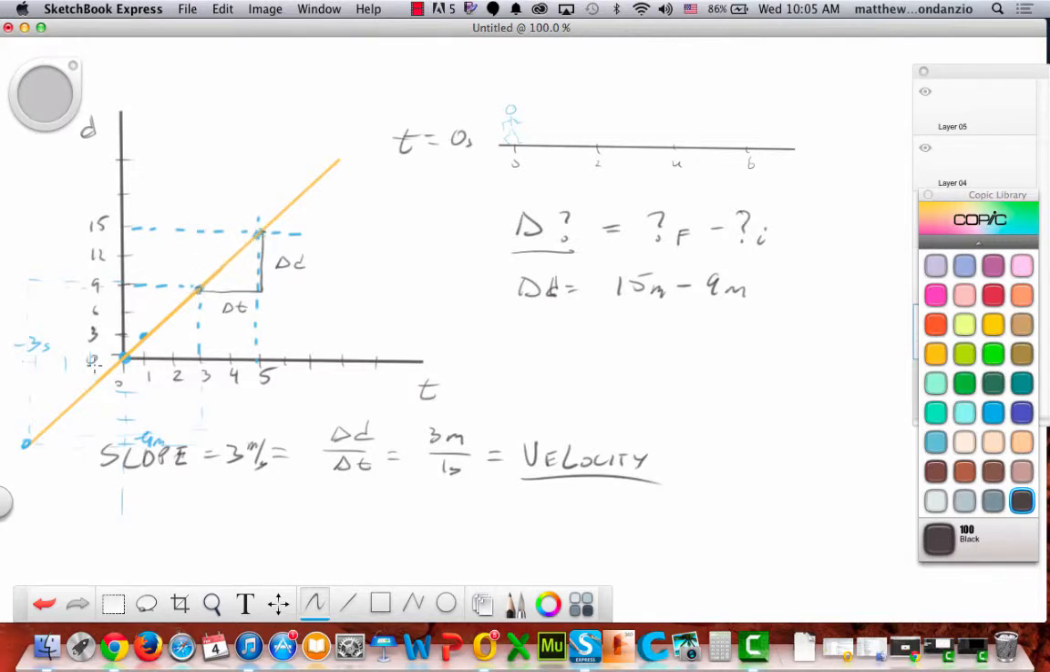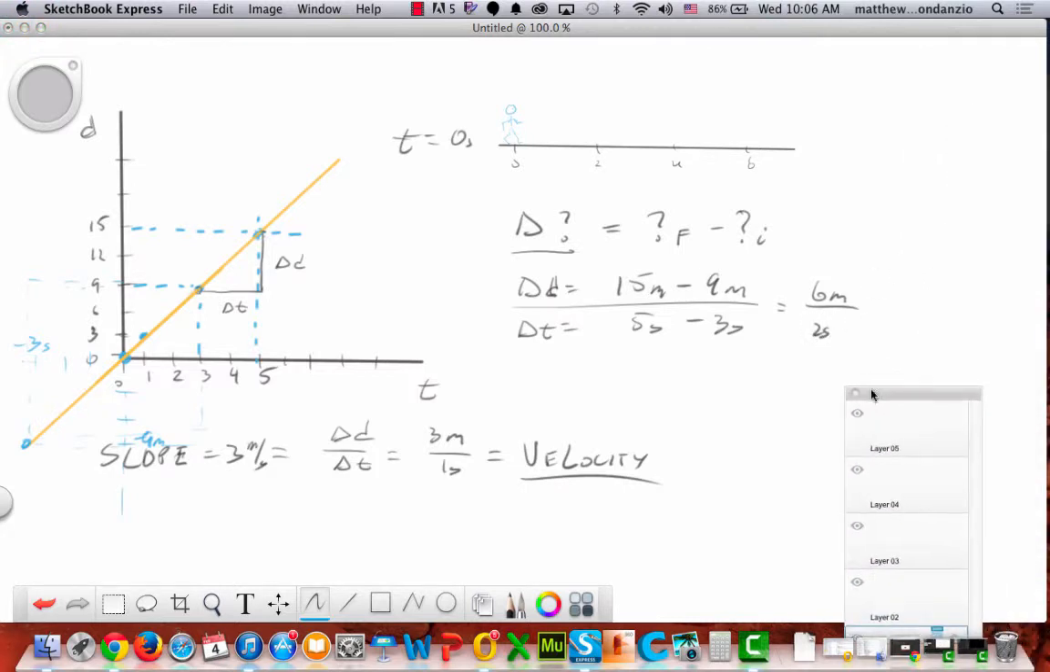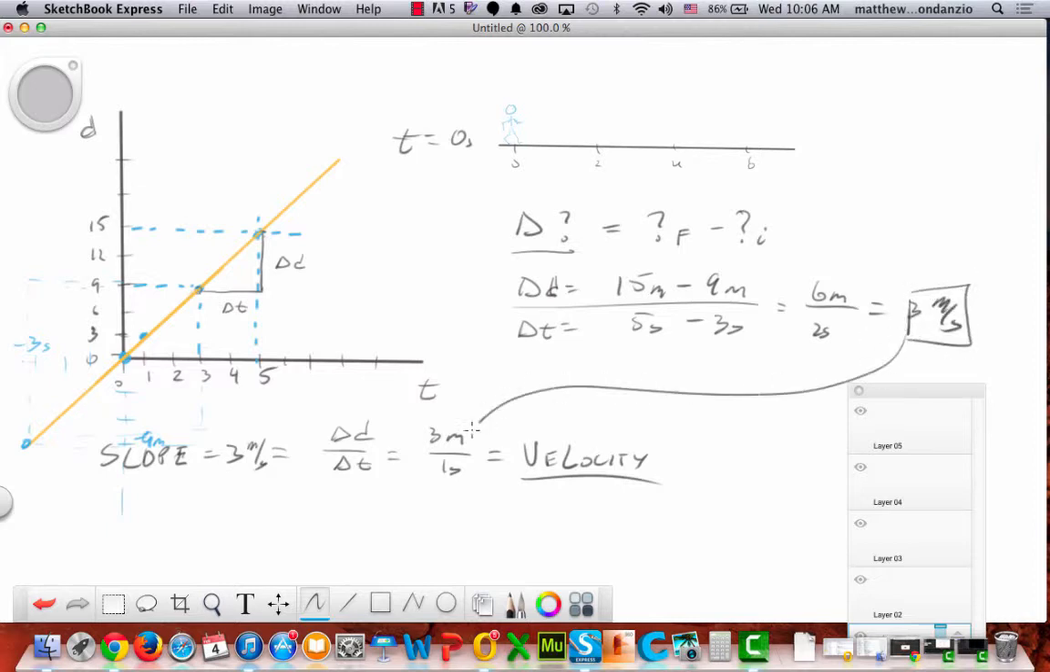Those 2 points. Okay? My delta time. What's my final time? At 15 meters, what's my time? 5 seconds. What's my initial time? 3 seconds. So if I say 15 minus 9, what is that? 6 meters over what's 5 minus 3? 2 seconds. And when I reduce that, what do I get? 3 meters per second, which is the same slope or velocity I started with. Do you guys see that?